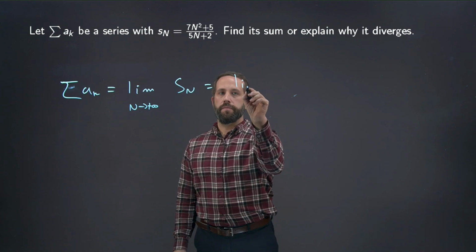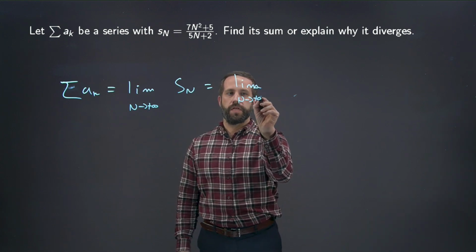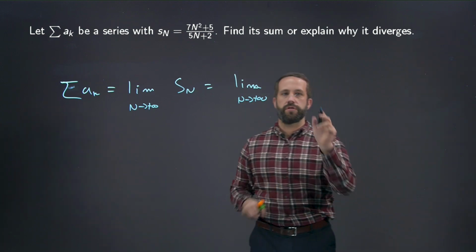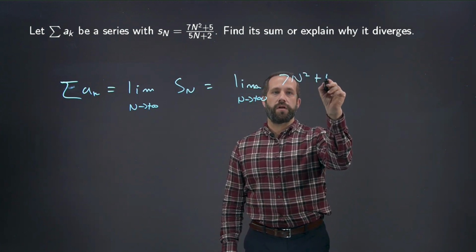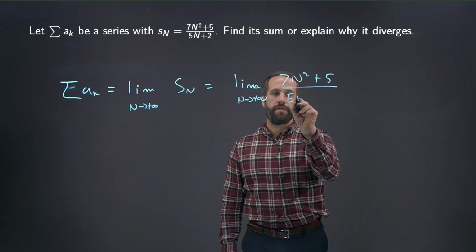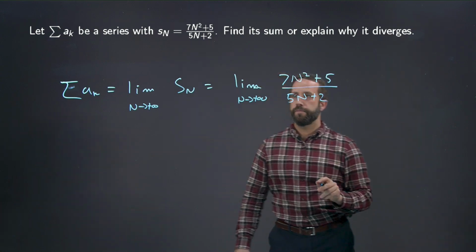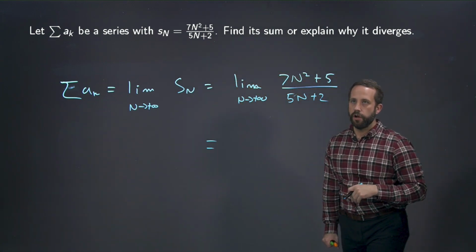And for this problem, we're given what the partial sums are. It's similar to the previous problem. It's (7n squared plus 5) over (5n plus 2). Okay, and again, you can either do L'Hopital's rule here or something else.